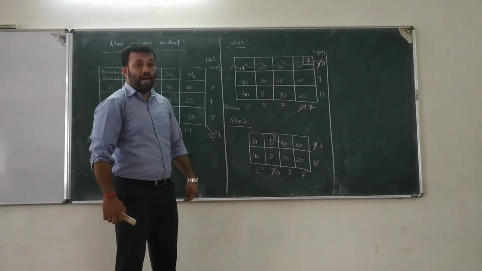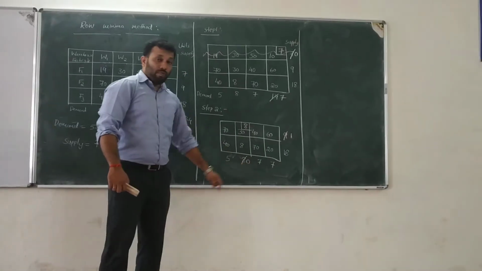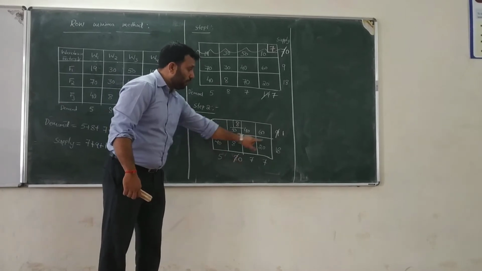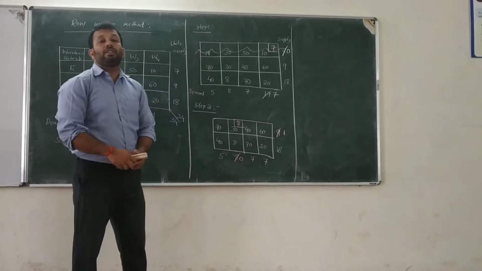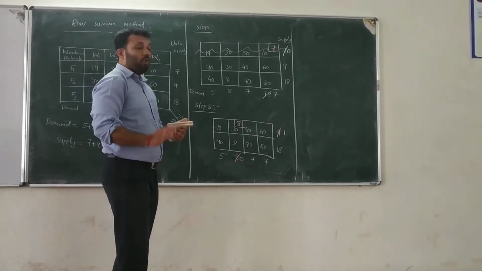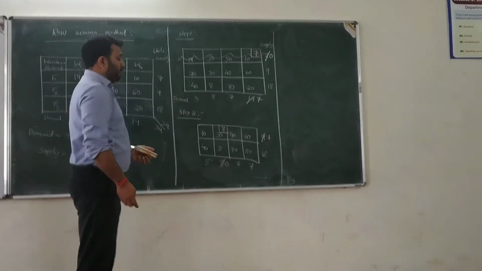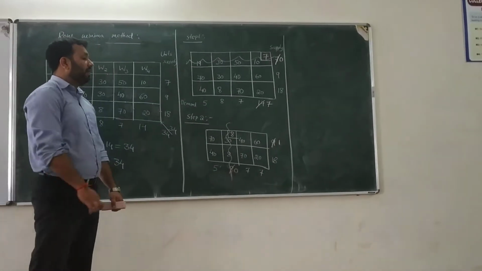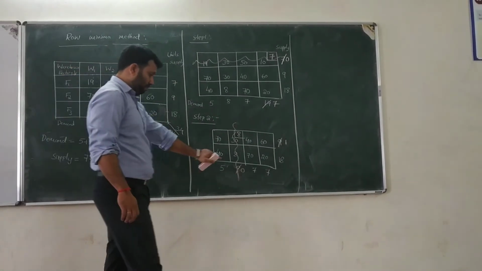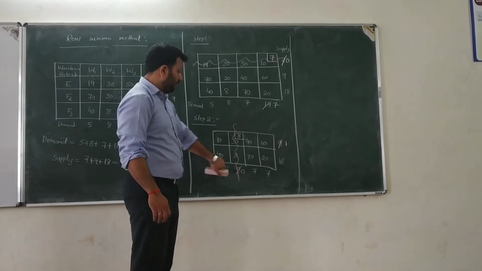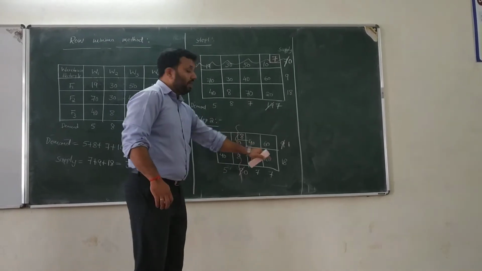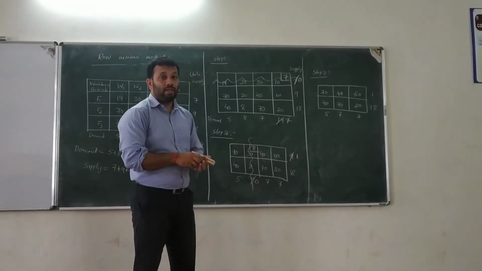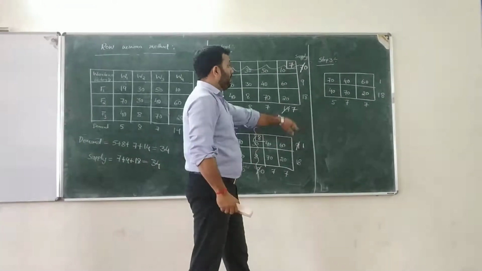As we had discussed in the previous step, wherever we get a 0, either in a row or a column, that row or column has to be deleted. Here I am getting 0, so I am deleting the entire column. Now we are left with these costs. Next step, step 3.